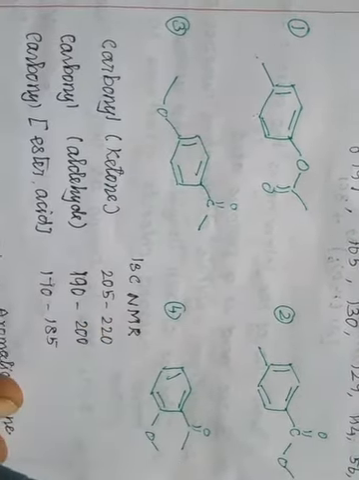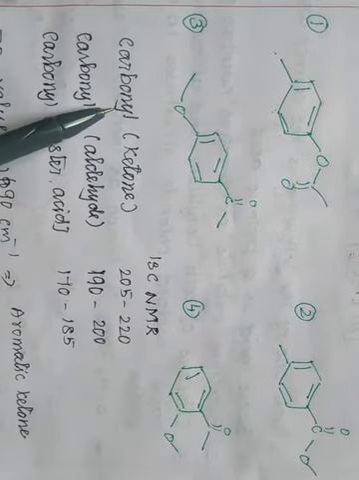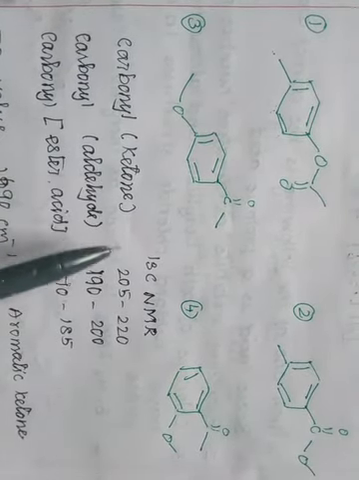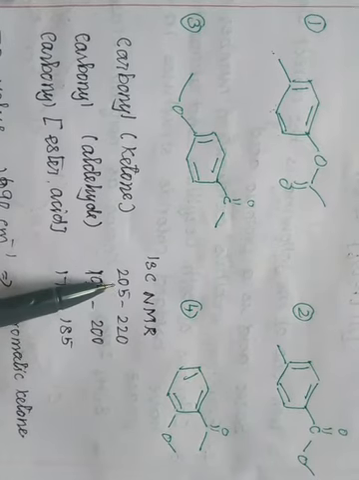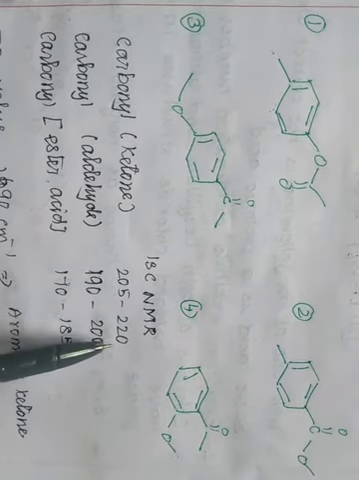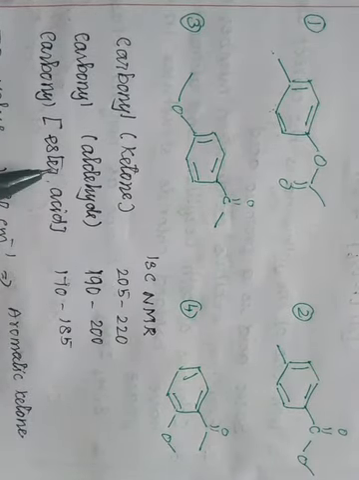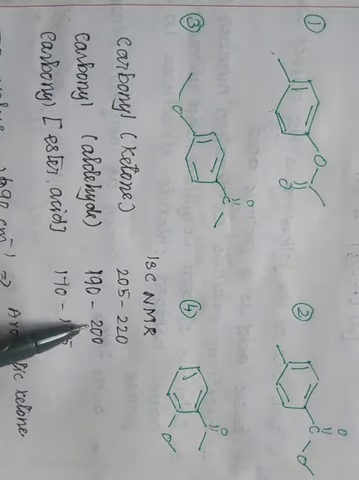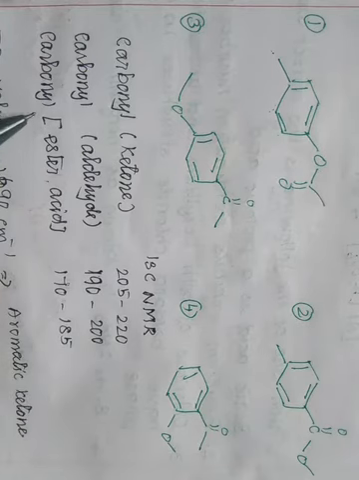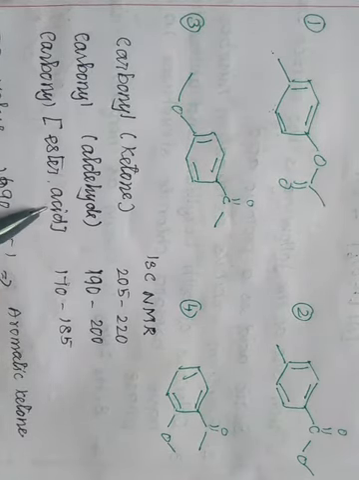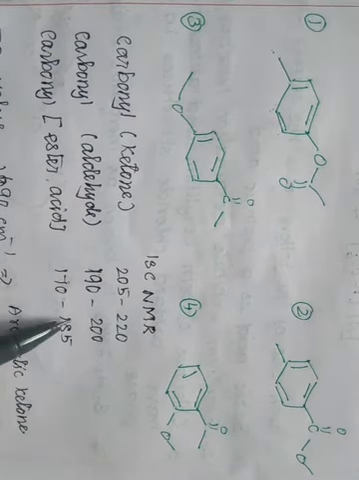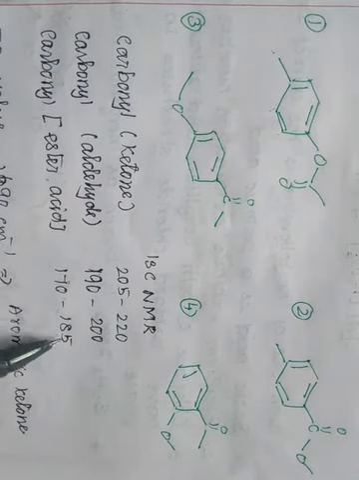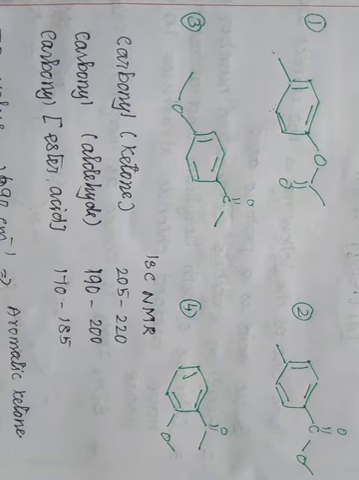Here I have given you some standards for carbonyls. If it is a ketone, in 13C NMR we can get a value from 205 to 220 for the carbonyl. If it is an aldehyde, its value will be 190 to 200. If it is a carbonyl of an ester or an acid group, it will be the lowest, around 170 to 185. But here we get the value of 197.